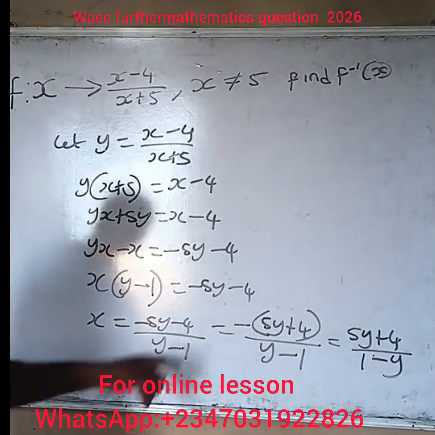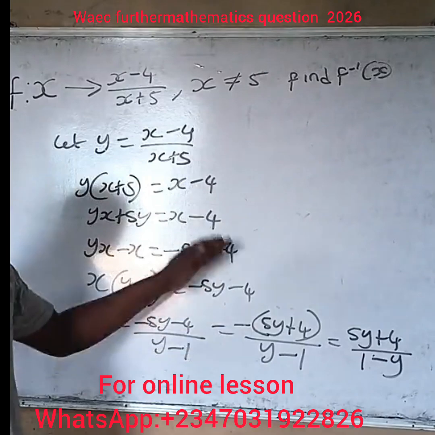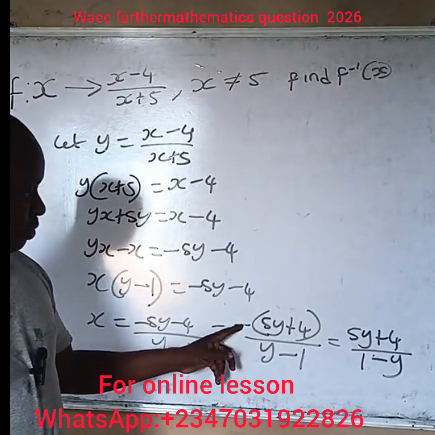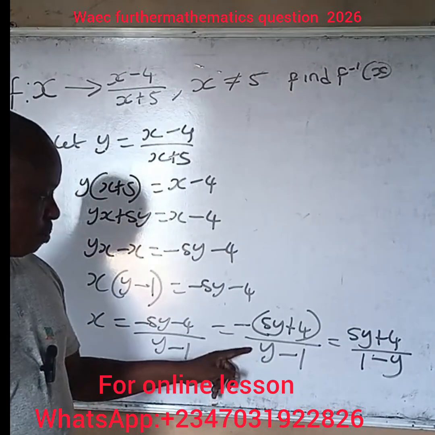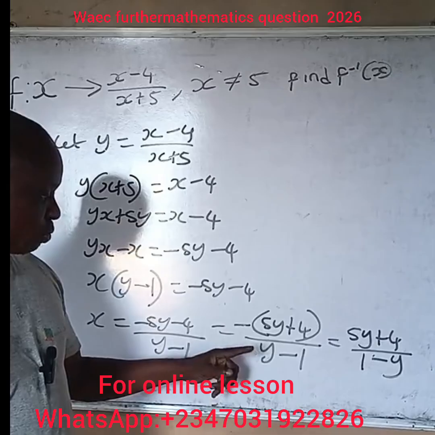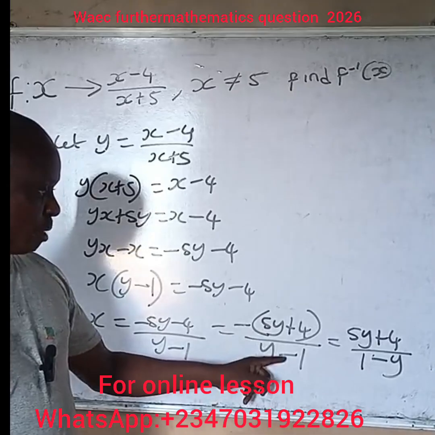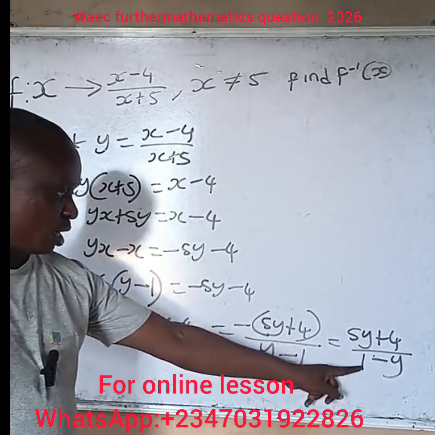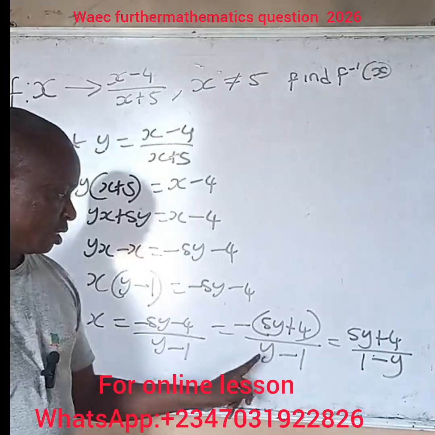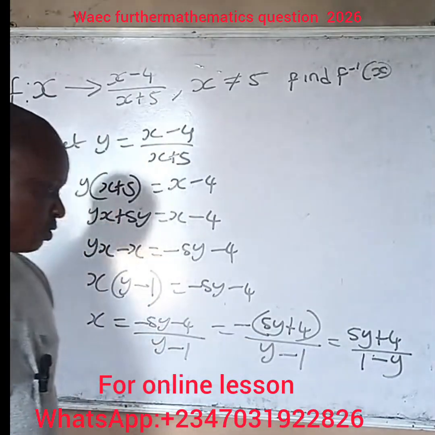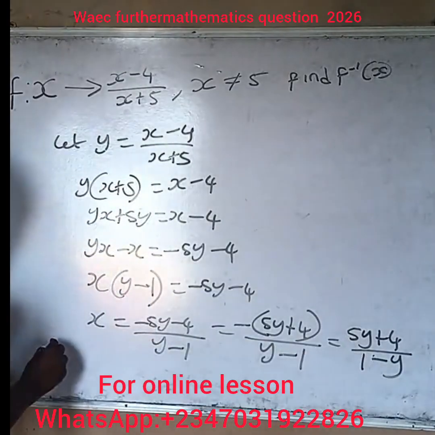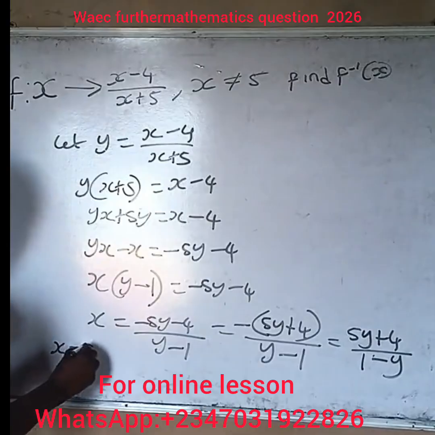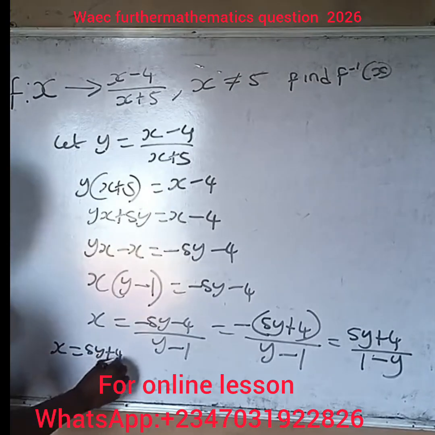You know what I did there? I divided up and down with a minus sign. So this minus goes off, and divided by minus, this plus now becomes minus. So we have minus y, and divided by minus, this becomes plus. So the plus 1 is written outside, then minus y inside. So what we are now having is that x is equal to 5y plus 4 over 1 minus y.